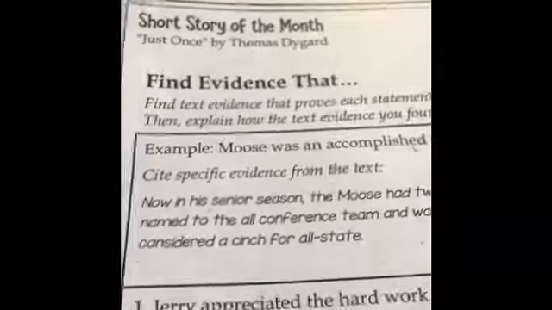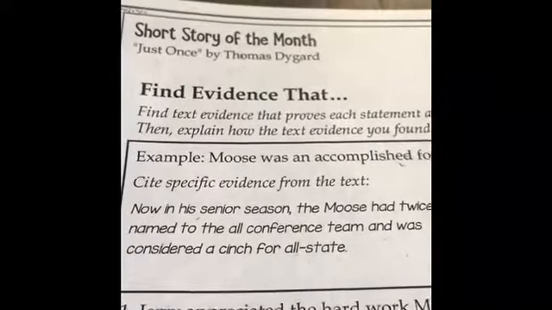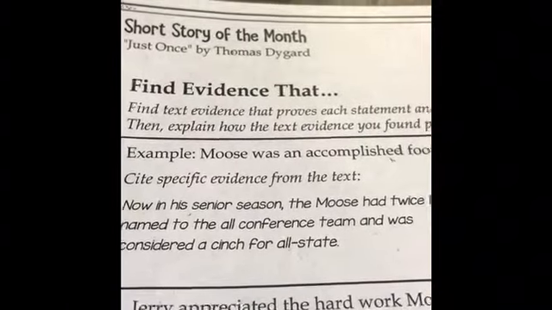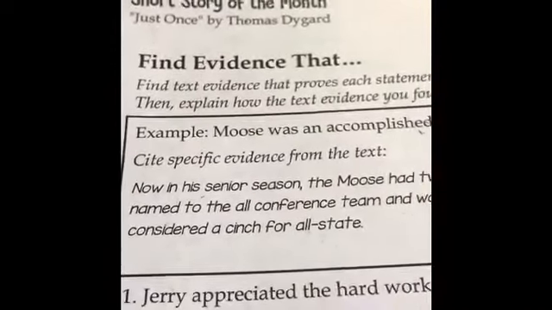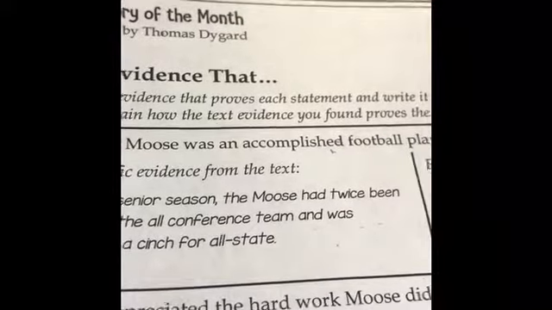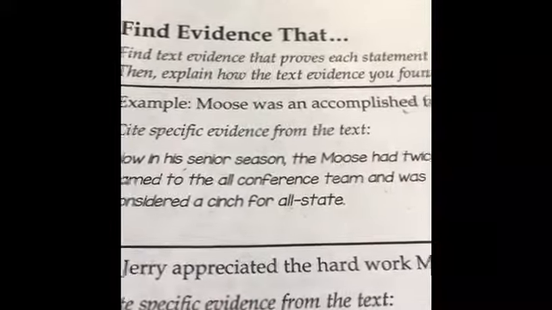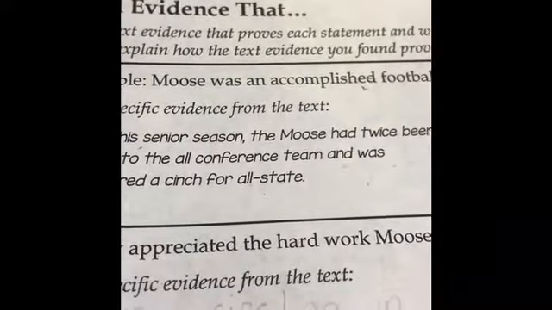Miss Holcomb, can we do one of these together, please? No problem, Patricia. I am way ahead of you. Worksheet right here. Remember that when it's asking us a question, it's actually giving us the answer of the ACE method. So the example is, Moose was an accomplished football player. The specific evidence from the text to support that is, now in his senior year, the Moose had twice been named to the all-conference team and was considered a cinch for All-State.